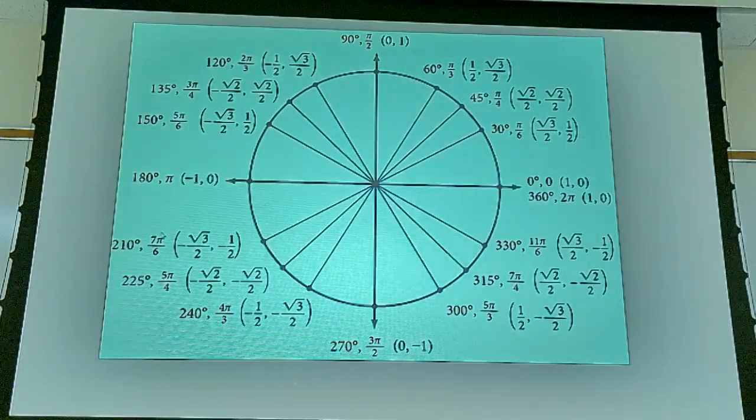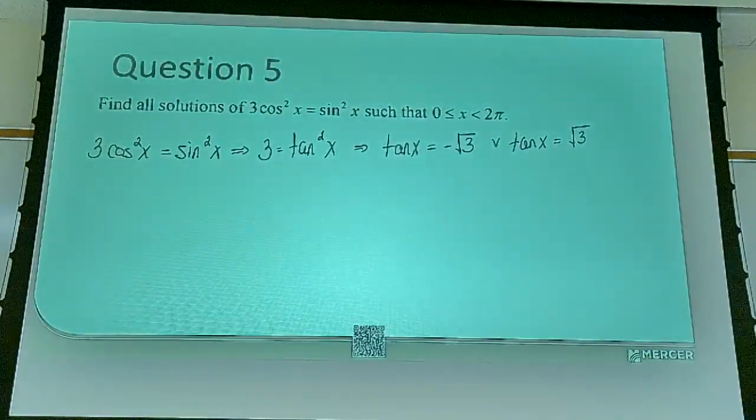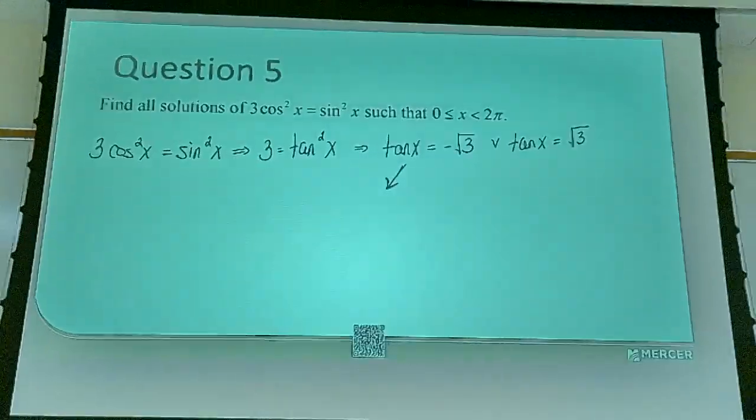And what angles is that? Pi over 3. And what else? 4 pi over 3. Oh, wait, can you go back? Let's see, it will let me. Yeah, there we go. In that case, 7 pi over 6.